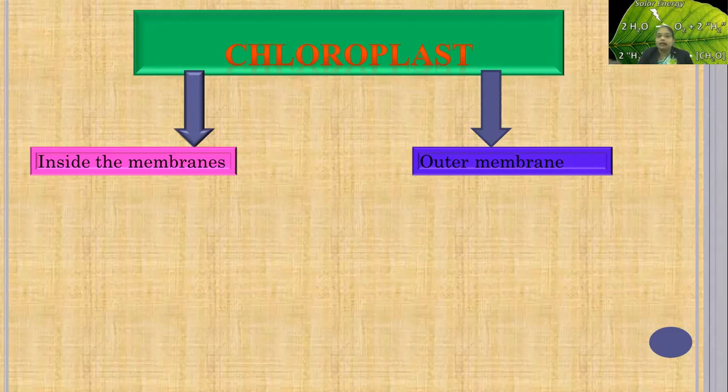Where? The inner membrane, inside the membrane. Grana is located, stroma is located. What is the difference between grana and stroma?